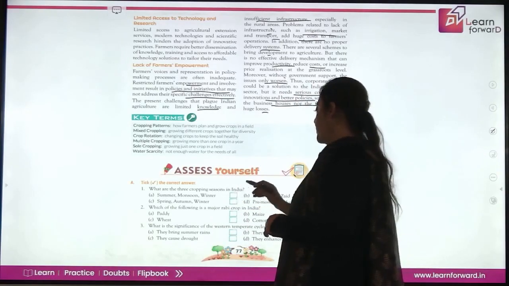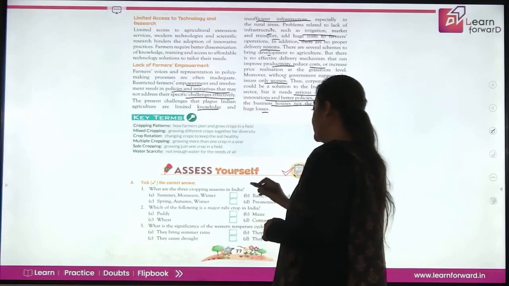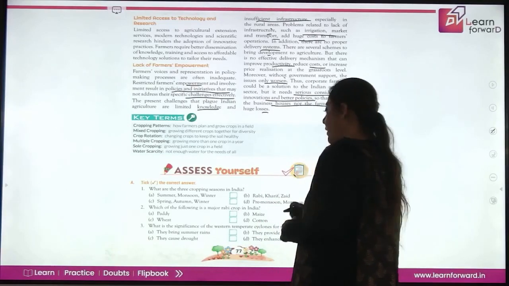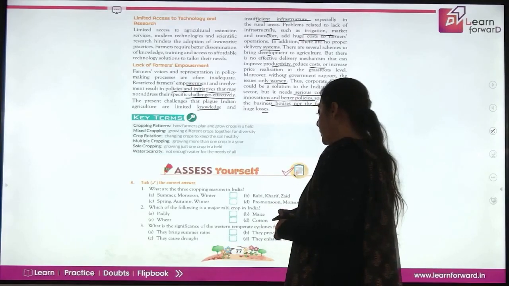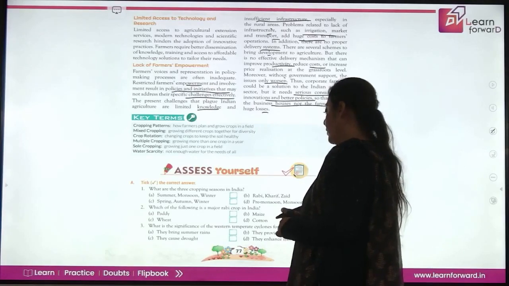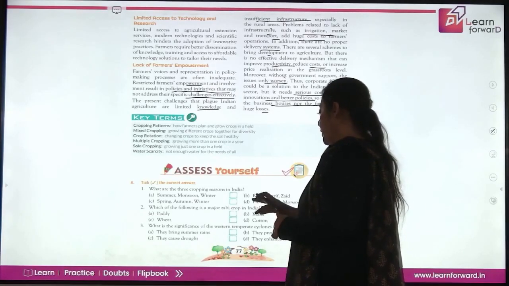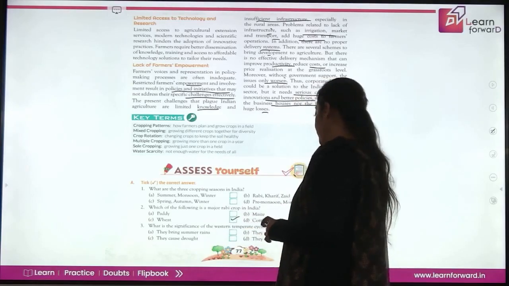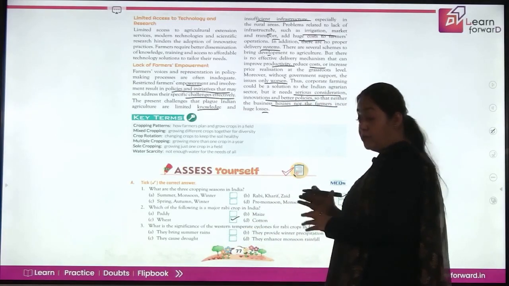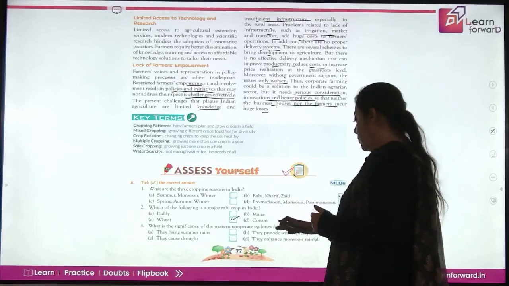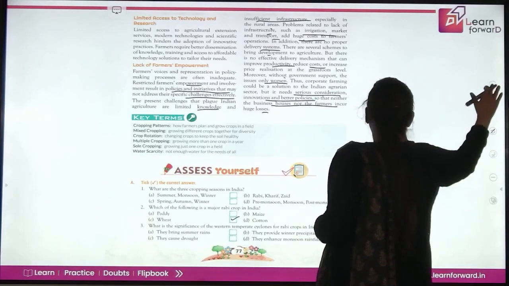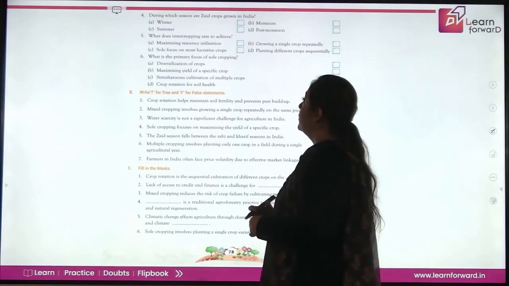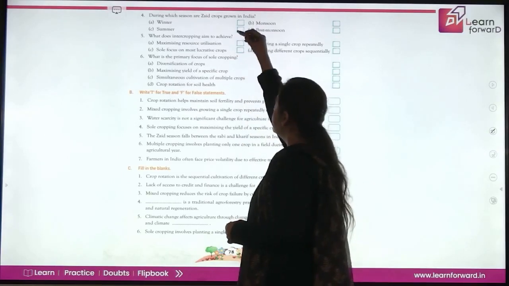What are the three cropping seasons in India? The three cropping seasons in India: Rabi, Kharif, and Zaid. Now, which of the following is a major Rabi crop? We talk of the major Rabi crop, right? So we have studied the Rabi crop is your wheat, right? What is the significance of western temperature cycles for Rabi crops in India? As I've told you, the western disturbances provide winter precipitation, which is really good for the crops. Now, the season of Zaid crop is the summer season.